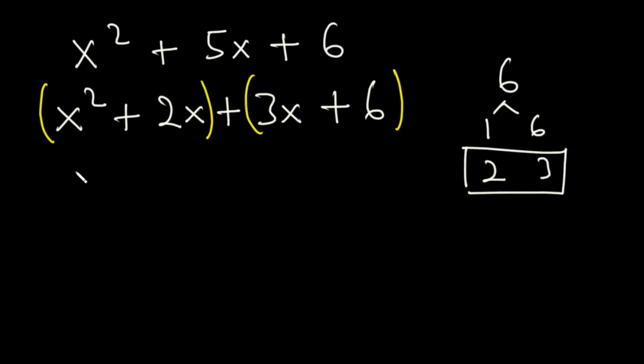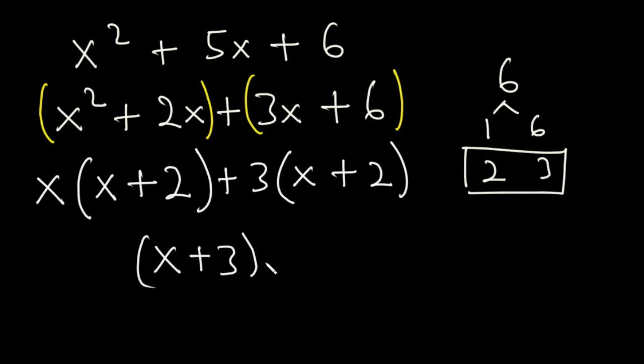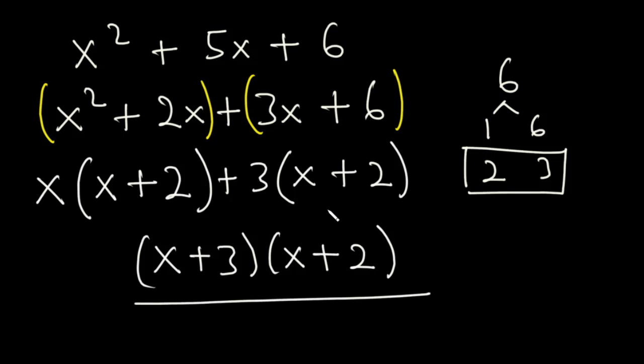The greatest common factor between x squared and 2x is x. So we have x on the outside, and x squared divided by x is x, and 2x divided by x is 2. Now the GCF between 3x and 6 is 3. So we have 3 on the outside, and then 3 times x is 3x, and 3 times 2 is 6. So the final expression is going to be x plus 3 times x plus 2. Let's solve another example.